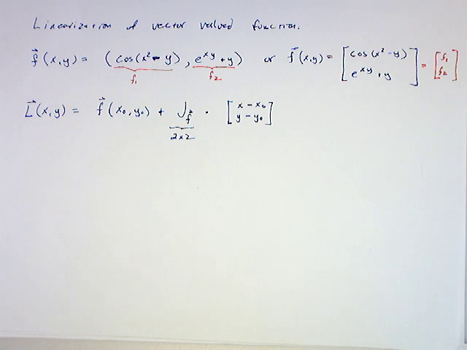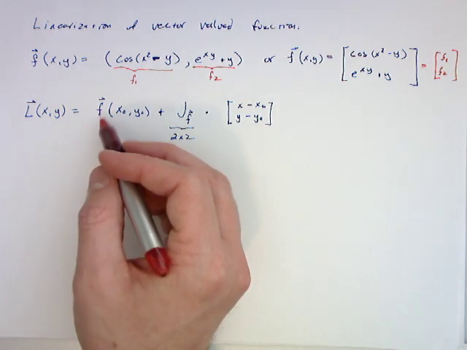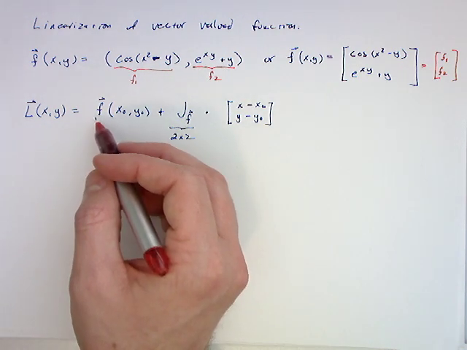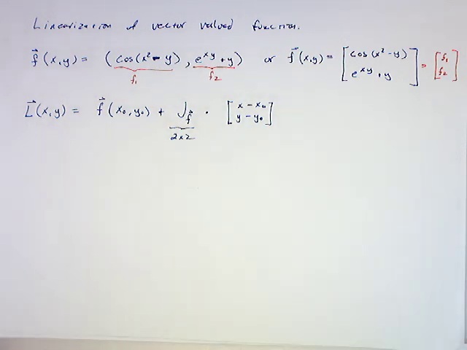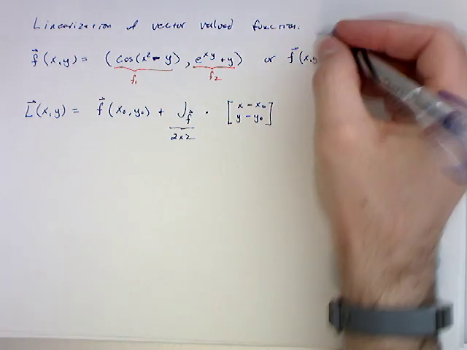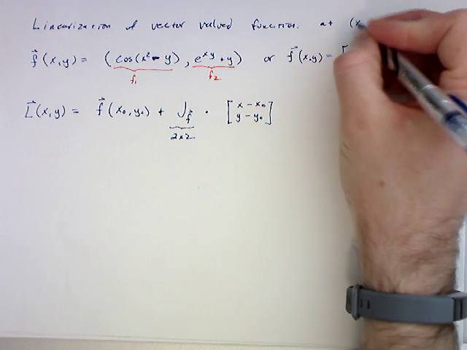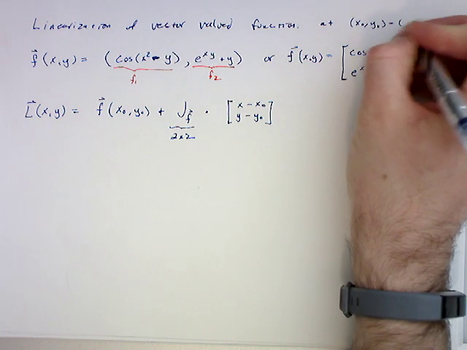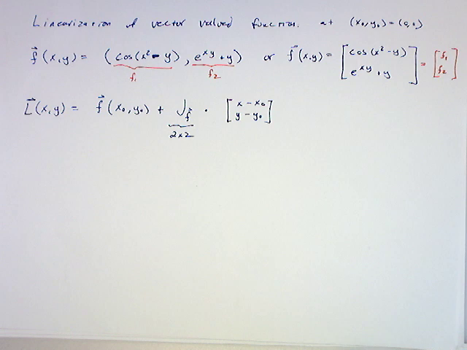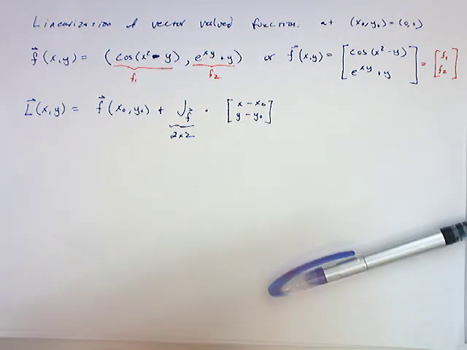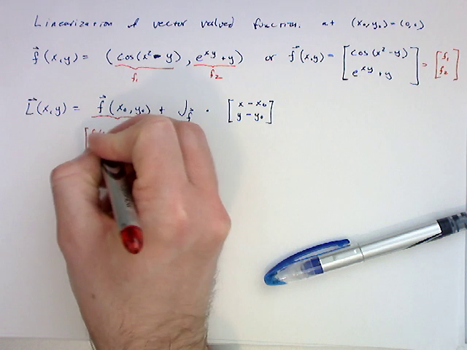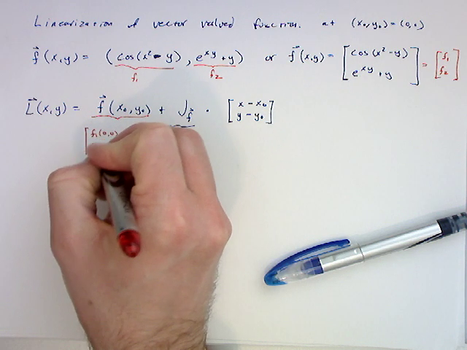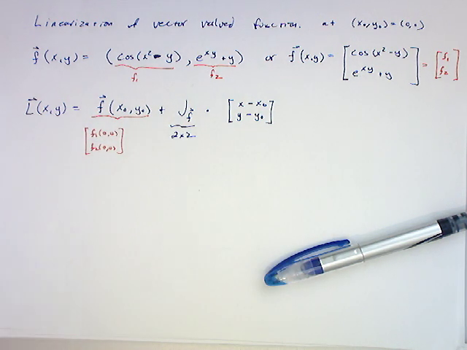And then the linearization is, again, the vector value function f evaluated at the point x naught, y naught. My x naught, y naught is going to be 0, 0 here. So I should say the linearization of the vector value function at x naught, y naught equal to 0, 0. So this is really the vector f1 at 0, 0, f2 at 0, 0, plus the Jacobian, which is the matrix of the partials.